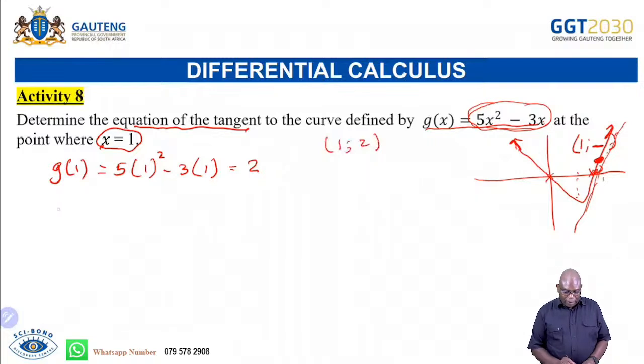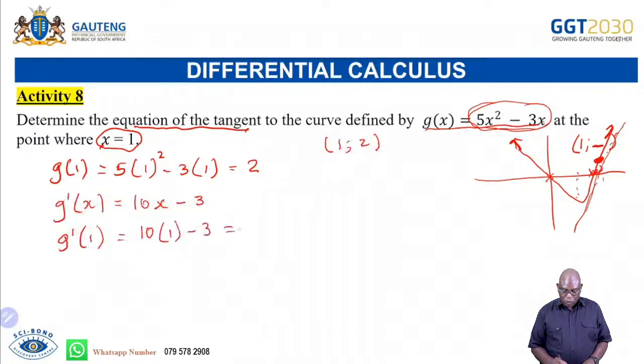So to find the gradient, I must first derive. Gradient at a point, that's what we're talking about. So if I derive this, I'll get 10x minus 3. So if I need the gradient, I must then substitute x by 1. So I'll get 10 into 1 minus 3, which is going to give us 7. So my gradient for this line is 7.